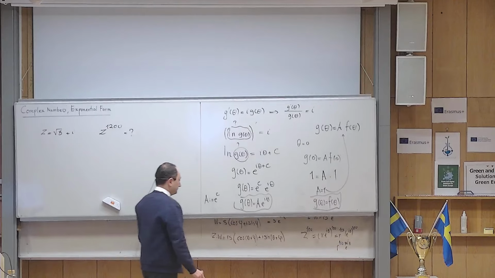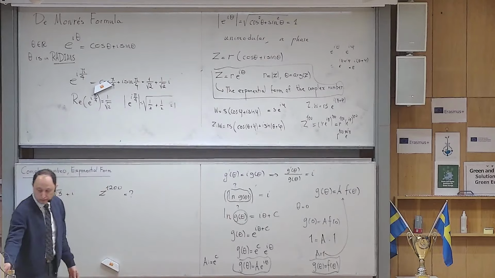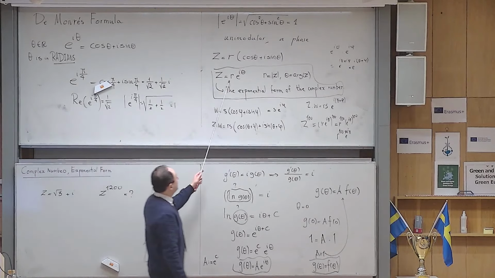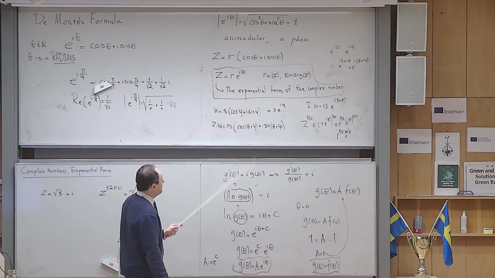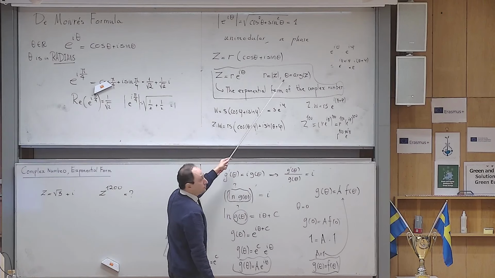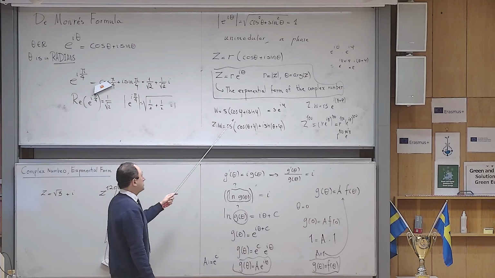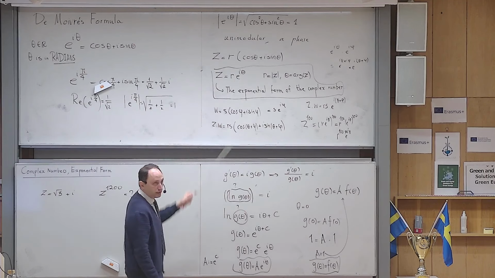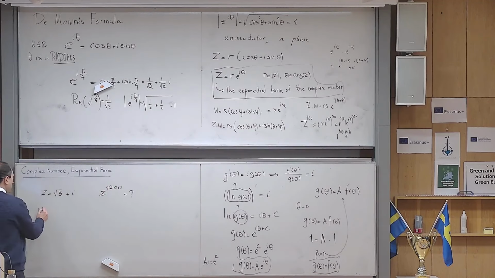But still, for that, I need two ingredients. What are those? I need the absolute value, which is r. I still need theta, which is the argument. In the polar form, it doesn't matter if you express theta in degrees or radians. But if you want to use the exponential form, you have to write it in radians. Degrees is not acceptable.